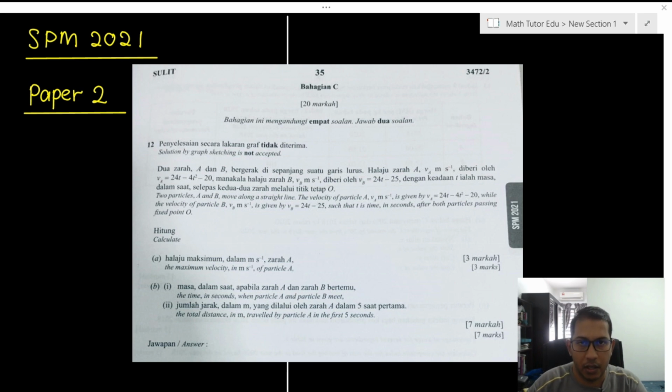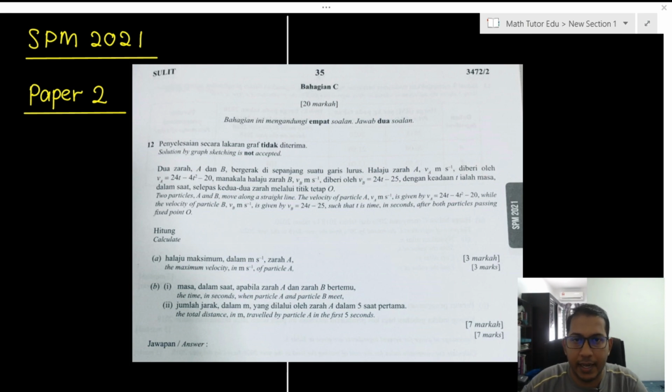Okay, so this is the oral question 12. From here we are required to calculate the maximum velocity in meter per second of particle A. So this is for question part A. For question B part 1, they ask us to calculate the time in seconds when particle A and particle B meet. For part 2, they ask us to calculate the total distance in meter traveled by particle A in the first 5 seconds.